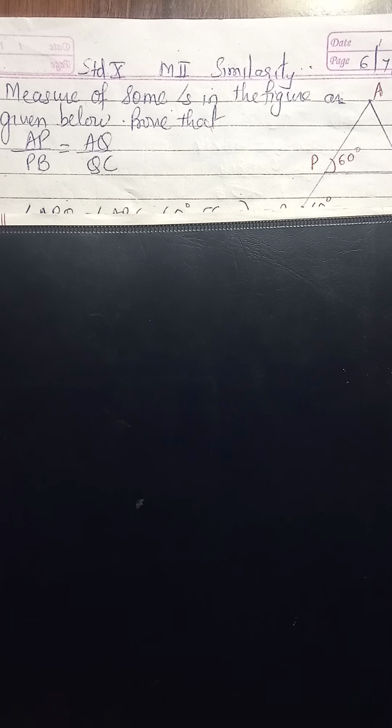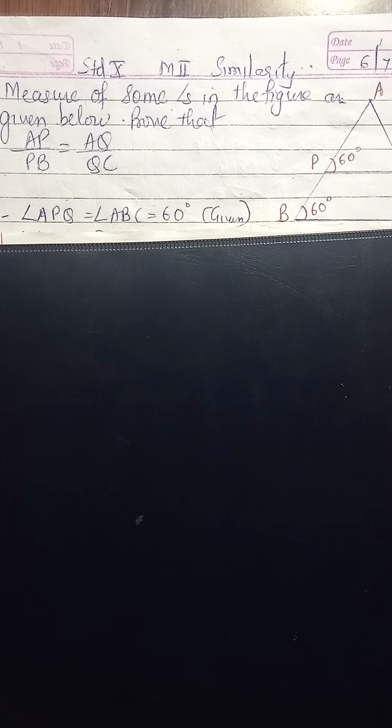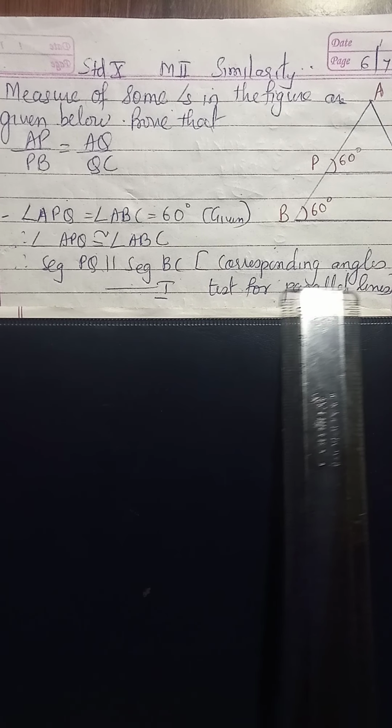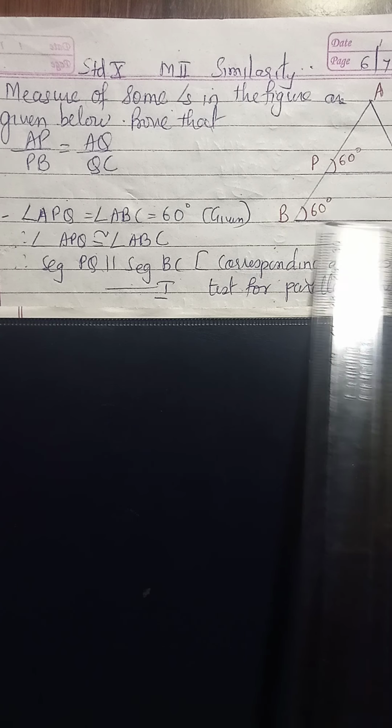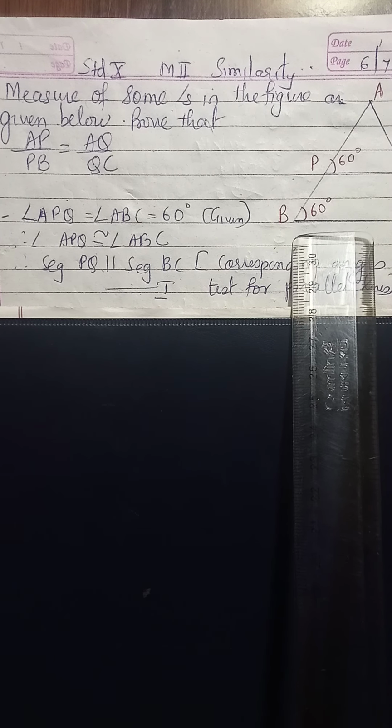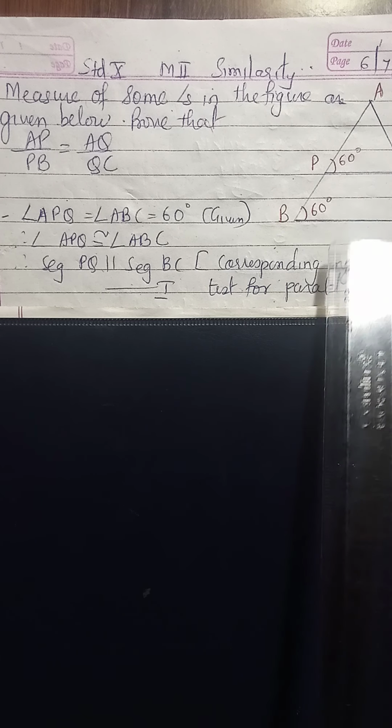Here the measures of some angles of the given figure are given. With the help of the given information in the diagram, we have to prove that AP upon PB equals AQ upon QC. Now what is given in the diagram? In the diagram you can see angle P is 60 degrees, angle B is also 60 degrees.